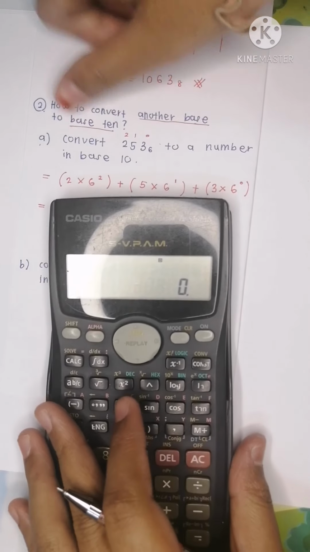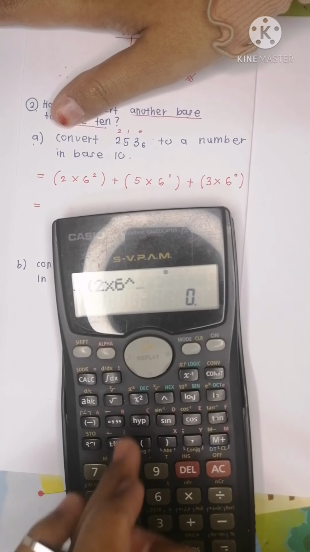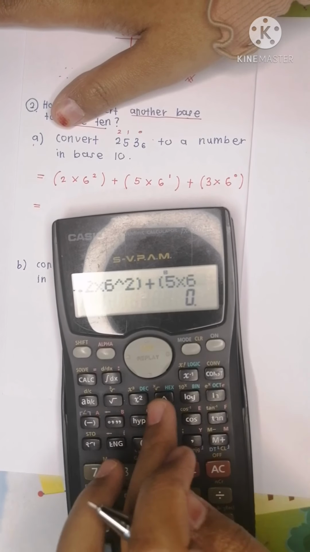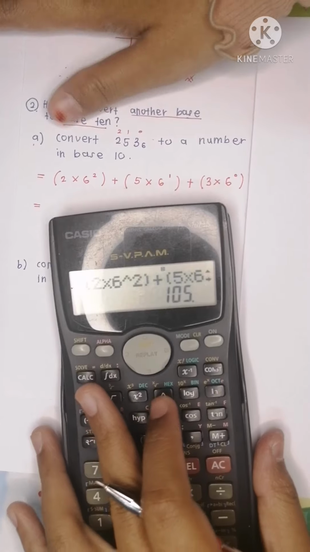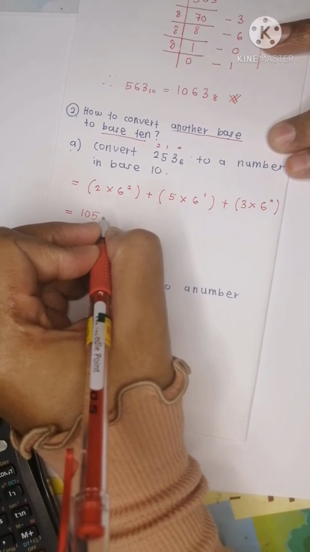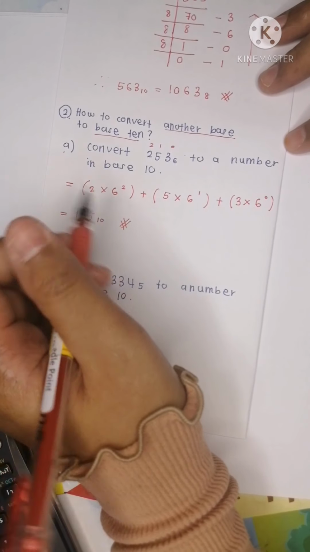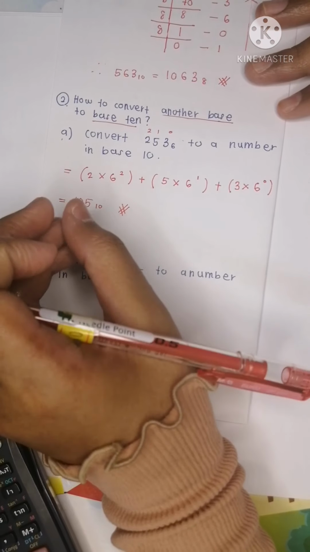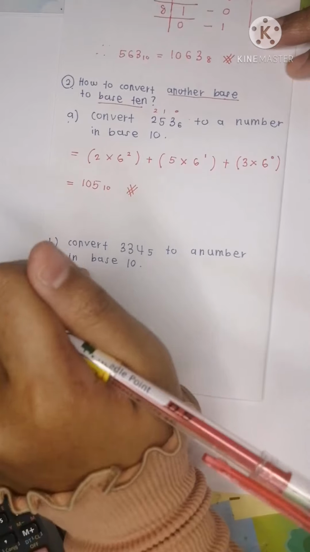Now look at your calculator. Bracket 2 times 6 to the power of 2, close bracket, plus bracket 5 times 6 to the power of 1, close bracket, plus bracket 3 times 6 to the power of 0, close bracket. Then your answer will be 105. So 105 is actually base 10. That's it, very easy. This is the same way you find the value of a given number with a certain base.